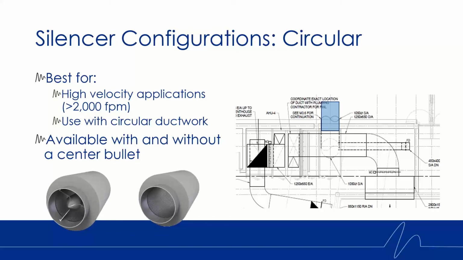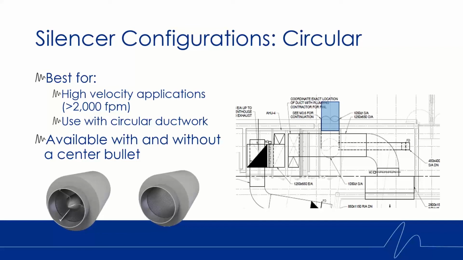Number one is high velocity applications, and the reason for that is, if you see on the picture on the bottom right there, all the acoustic media is outside of the silencer. So there's very low pressure drop associated with it because we're not obstructing the airflow at all. The other application these are good for is when there's round ductwork, just to match the shape of the duct.